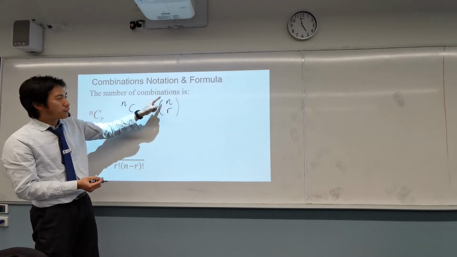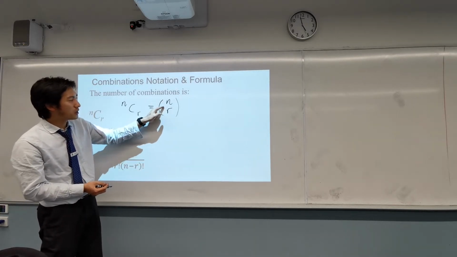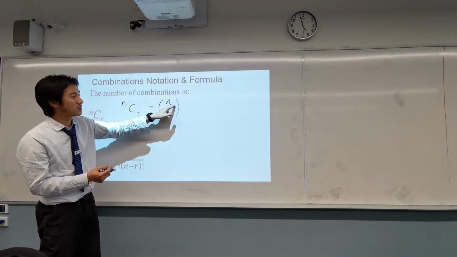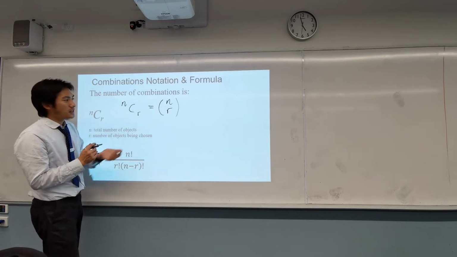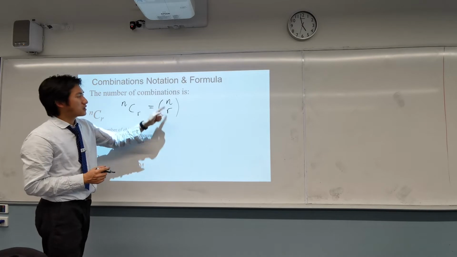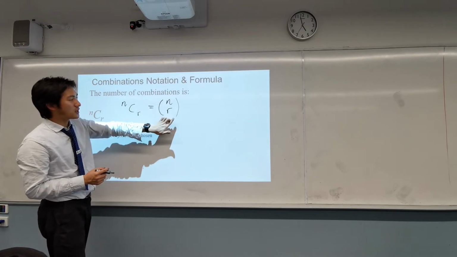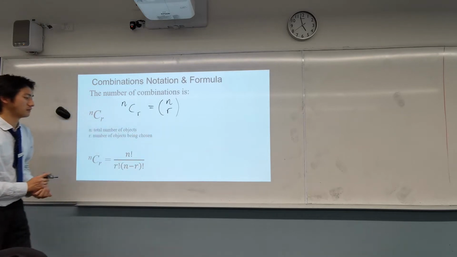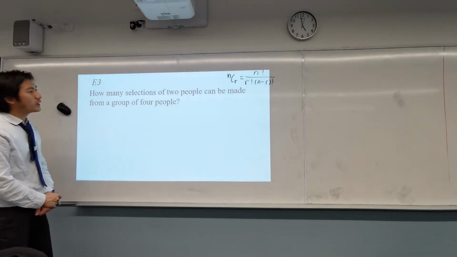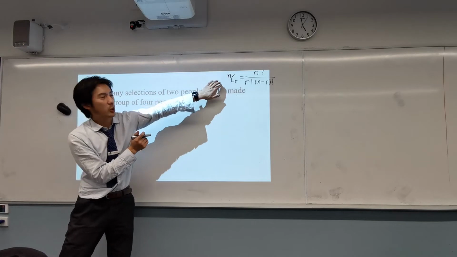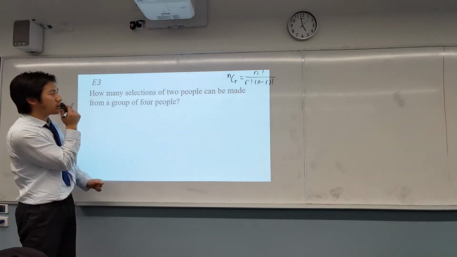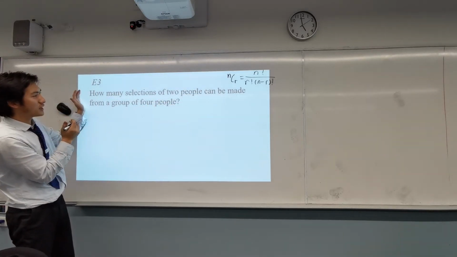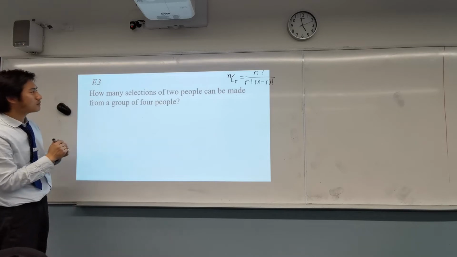It kind of looks like a fraction, but we don't put a fraction line in between. And it kind of looks like a matrix, but we've got curved brackets. This separates a combination from a matrix. Okay, let's see how we can apply the formula. I've rewritten it here. Let's see how we can apply it to the example that we did before.